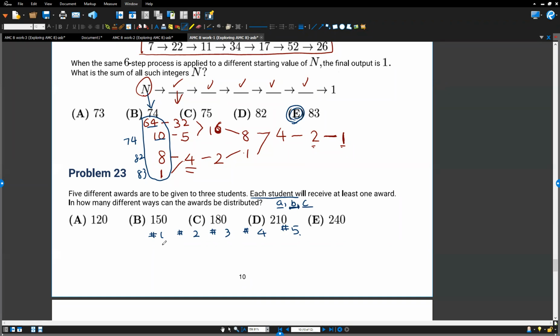What about this one? If this is A, Adam has all 5 awards. He got all the trophies. The next one is what? Another one, B, has all the trophies too. Also, C has all the trophies too. This is the rate. This is the number of awards.